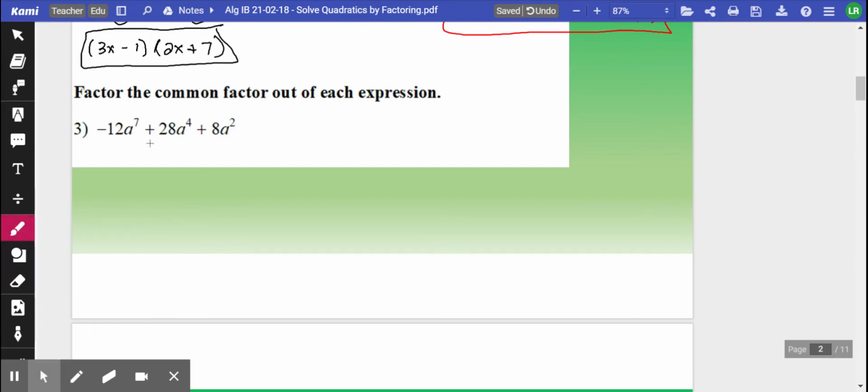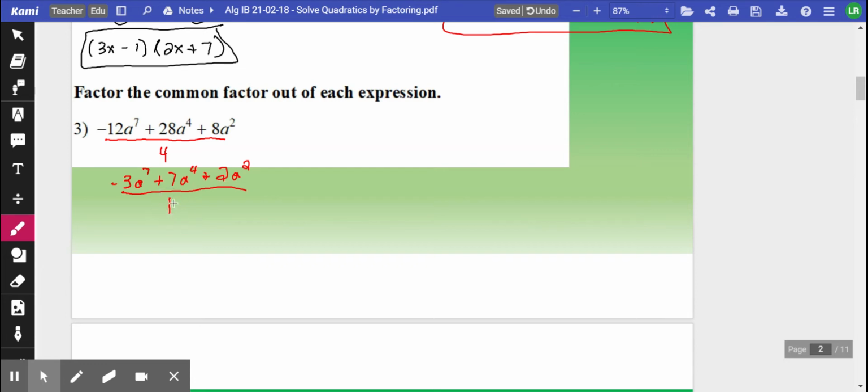So numbers first. We have 12, 28, 28, and 8. 8's the smallest number. So can't divide this by 8. I can divide by 4, though. So let's divide out that 4. That's going to give me negative 3, a to the 7th, plus 7, a to the 4th, plus 2, a squared. And I check my numbers again. 3, 7, 2. 2 is the smallest. Okay, and there's nothing else to divide out.